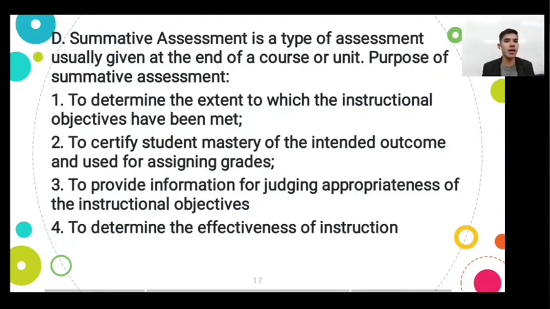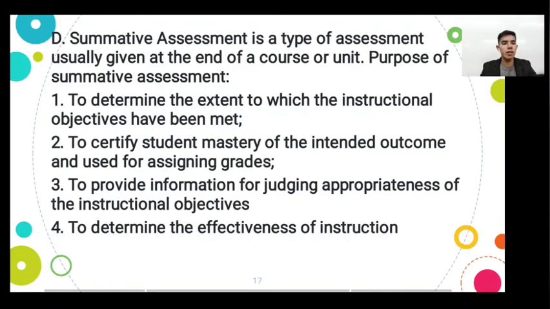So, ano ba yung purpose niya? Number 1 is to determine the extent to which instructional objectives have been met. So, we as teachers, na-cope up ba, na-discuss ba yung lahat na nasa objectives, na-met mo ba yung objectives na binigay mo? Okay, that's the purpose of summative assessment. And number 2 is to certify students' mastery of the intended outcome and use in assigning of grades. Okay po? So, summative assessment certifies the mastery, and it is used in assigning of grades.